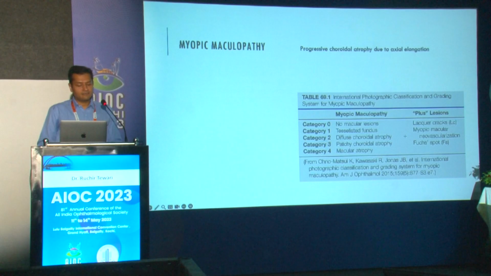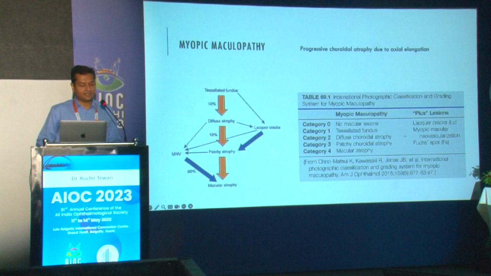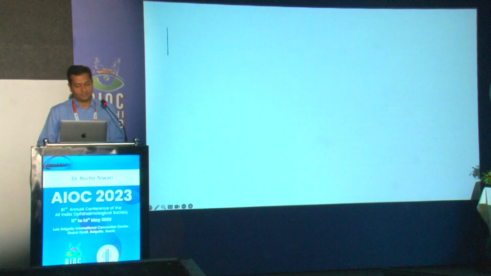So the international classification and grading of myopic maculopathy starts from no macular lesions to a tessellated fundus, diffuse choroidal atrophy, a patchy choroidal atrophy, and a macular atrophy. Also, along with this, specific lesions such as lacquer cracks, myopic neovascularization, and Fuchs spots have been added into this classification. So again, if we look into the progression of myopia, we see it changing from a tessellated fundus to a stage of macular atrophy in different patients.